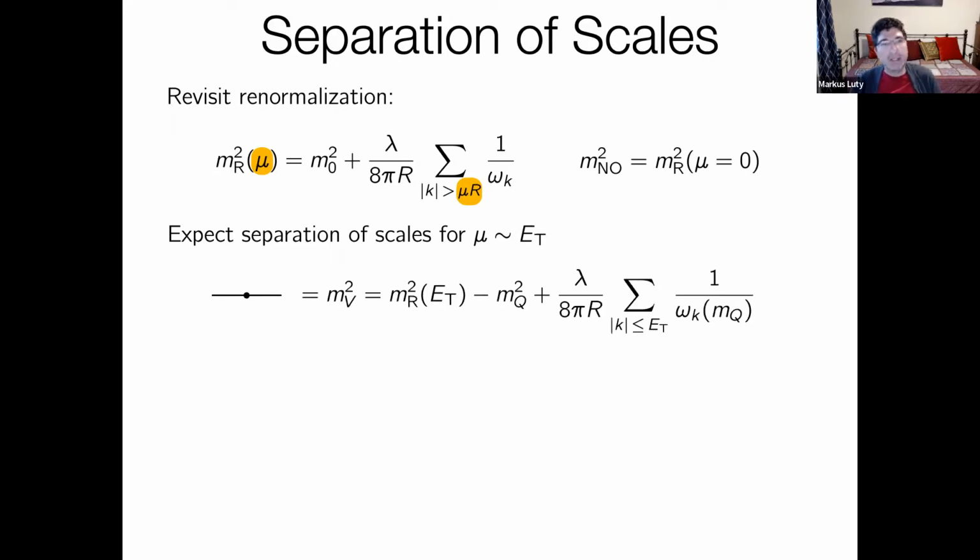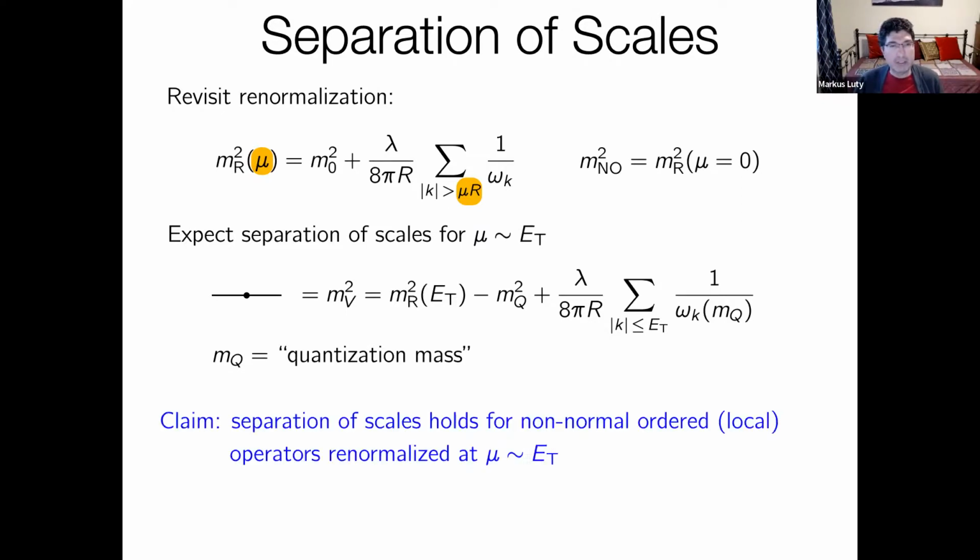Okay, and so what that means is we have this new counter term that depends on various things, and we have a different mass, which we call the quantization mass, that is the thing that appears in the diagrams. That's now like the renormalized mass in the diagrams. This is a bit of a detail. I don't think I should have put this in here.